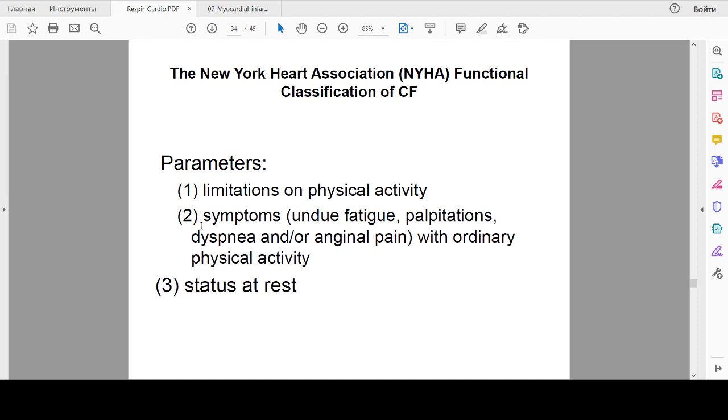A more practical classification is made by the New York Heart Association, the so-called functional classification of cardiac failure, which takes into account three groups of symptoms. First is limitation on physical activity. Then symptoms of cardiac insufficiency like fatigue, palpitation, dyspnea, or pain sometimes, and how the symptoms interact with physical activity. And the third thing is status at rest.